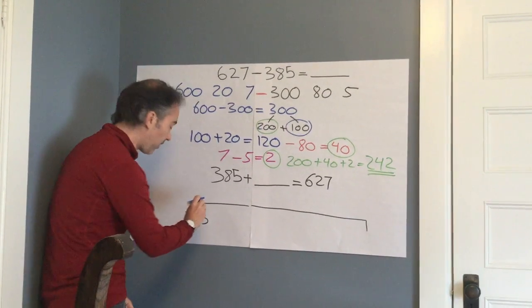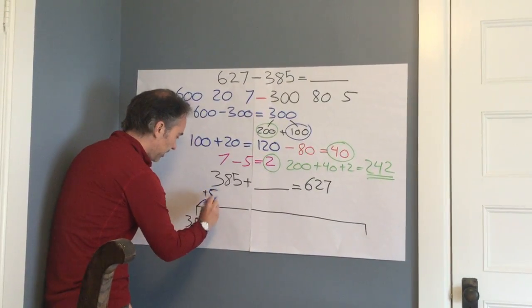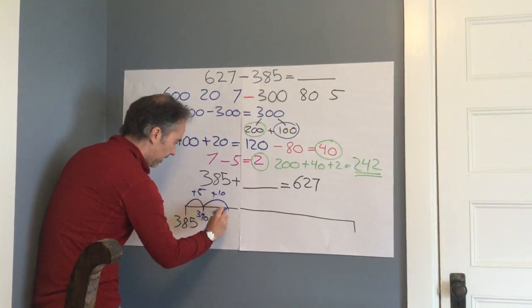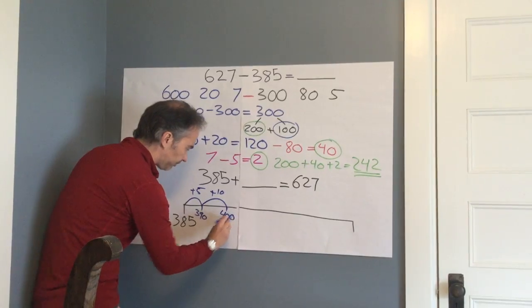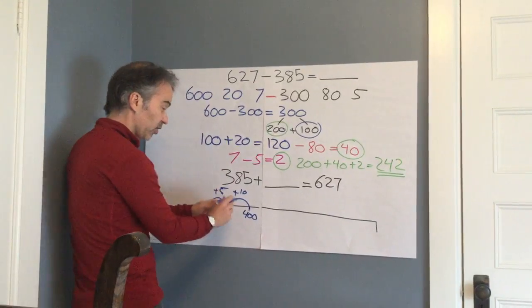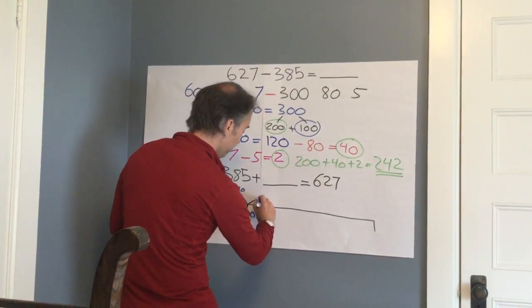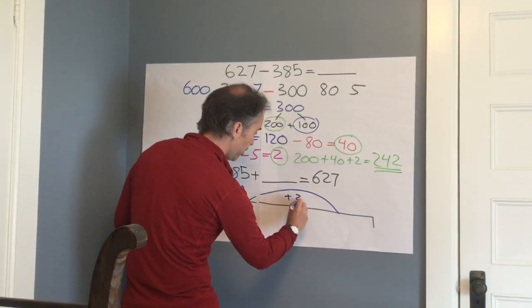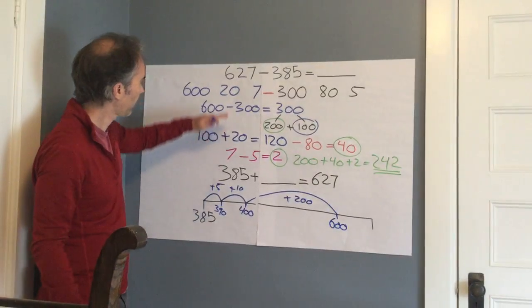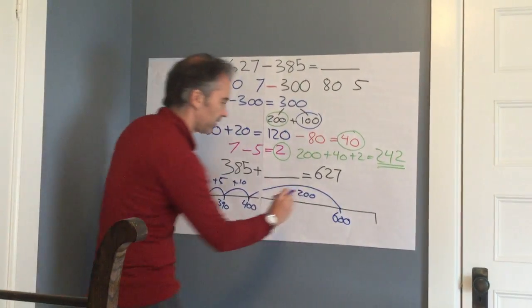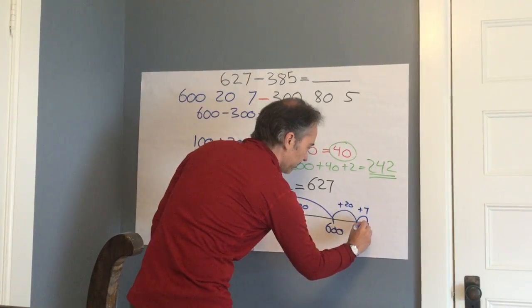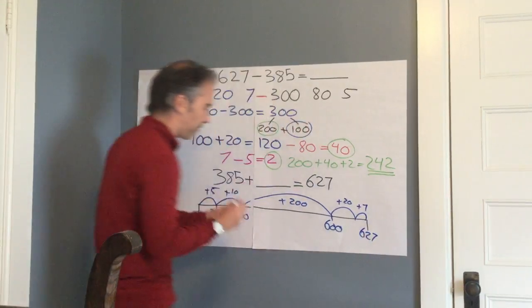So 385, I'm going to hop 5 to get to 390. And then I'm going to hop 10. That gets me to 400. I need to get to 627. So from 400, I'm going to hop 200 because I know that gets me to 600. I need to get to 627. So I'm going to hop 20 and then I'm going to hop 7. And that gets me to 627.